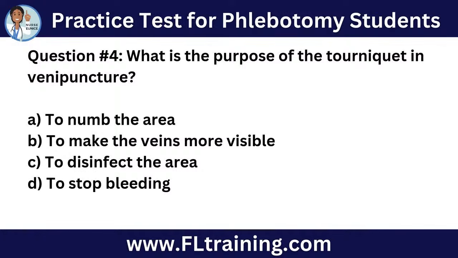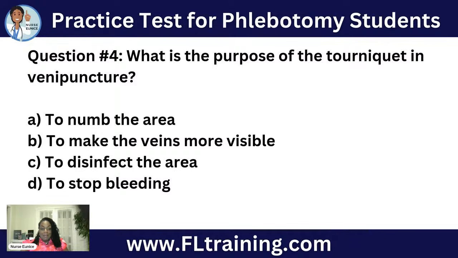Question number 4, what is the purpose of the tourniquet in venipuncture? Is it A, to numb the area, B, to make the veins more visible, C, to disinfect the area, or D, to stop bleeding? Why do we put a tourniquet on a person's arm?